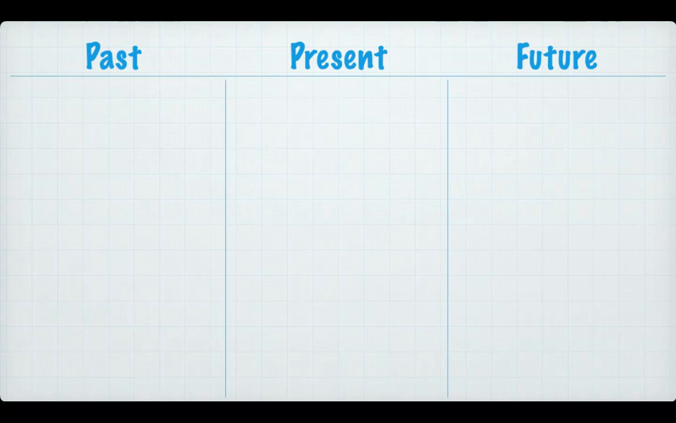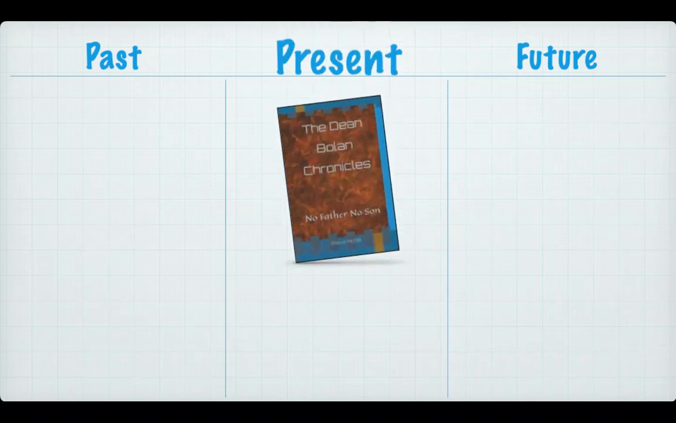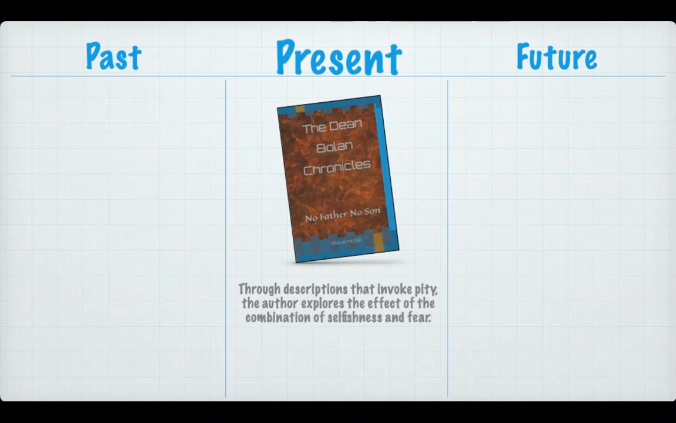For example, an essay about the themes in McGill's No Father, No Son might include a sentence like this. Through descriptions that invoke pity, the author explores the effect of the combination of selfishness and fear. This example uses present tense. Descriptions invoke and author explores because the writer is currently sharing their opinions about the book. Present tense.